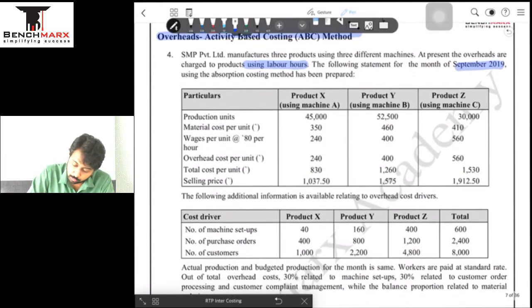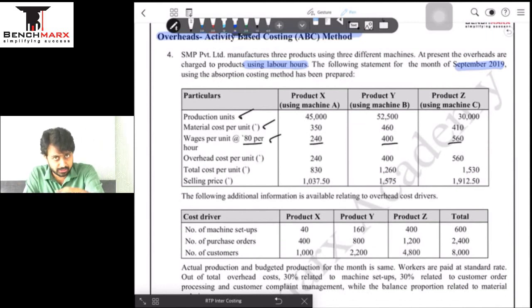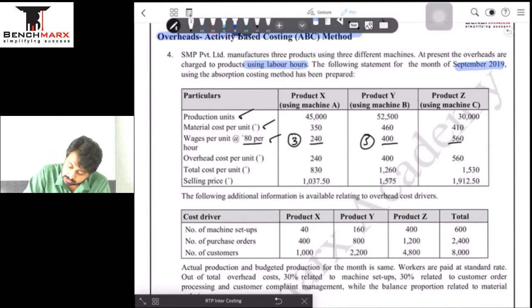So output is given. So we have the output, we have the DM, we have the DL. We are told DL is 80 per hour and we are given the rupees. Can I say I can divide the rupees by the rate per hour to get number of hours? Obviously yes. So 240 upon 80 is 3 hours, 400 upon 80 appears to be 5 hours, and 560 upon 80 appears to be 7 hours. So 3 hours, 5 hours and 7 hours are the time taken for the respective products. It may be useful later, it may not, but we have found it.